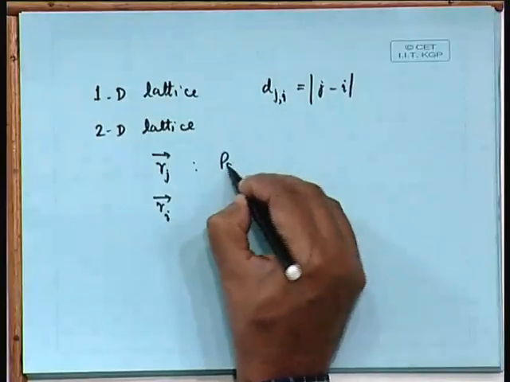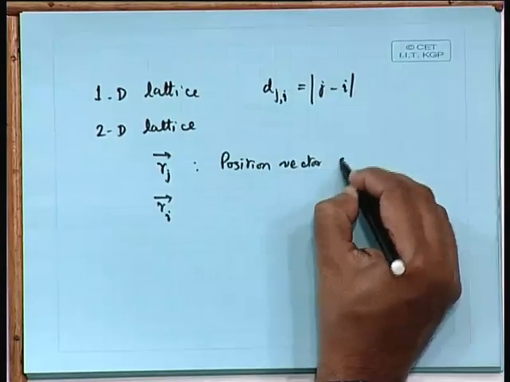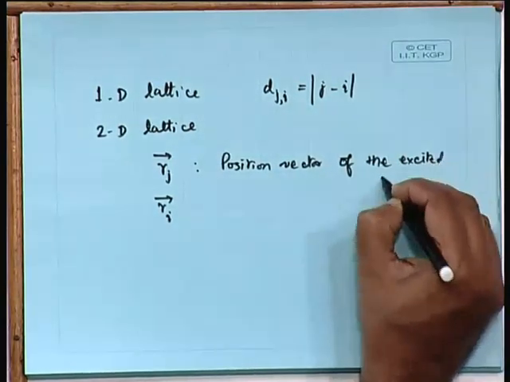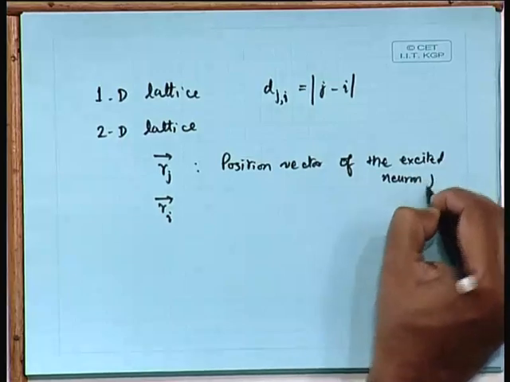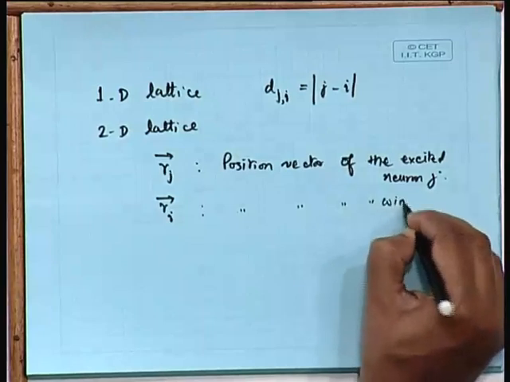We may have an m dimensional input vector, that does not matter, but the lattice is normally not higher than 2 dimensions. So, there we define the position vectors of the neuron j and of the winning neuron i. Let us say that the position vectors are rj and ri. So, rj is the position vector of the excited neuron j, and ri is the position vector of the winning neuron i.